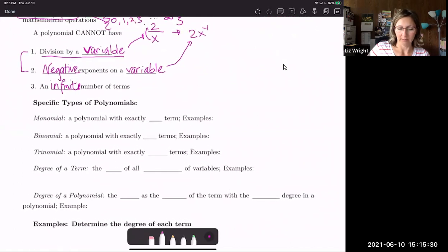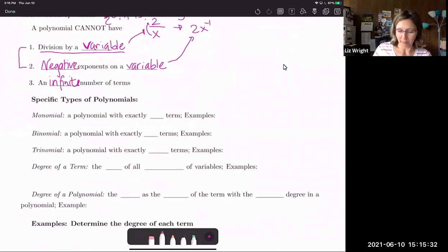All right. So we've got specific types of polynomials. We've got a monomial. Use your prefixes here to help you. It's a polynomial with exactly one term. So you could have something like this, 2xy squared.